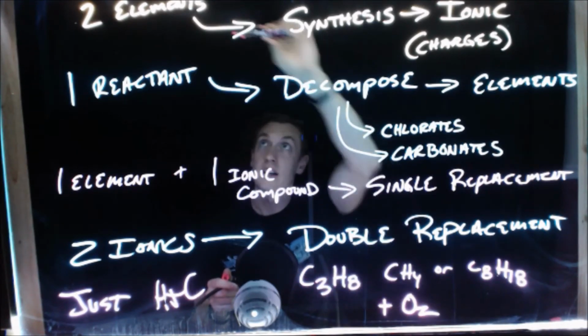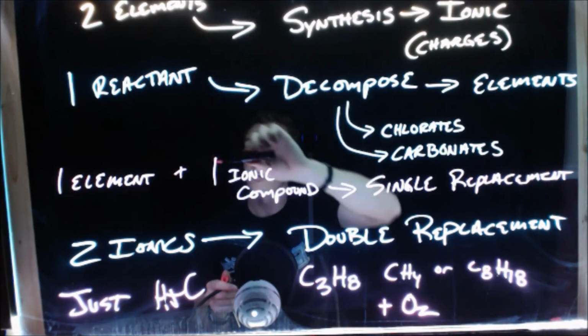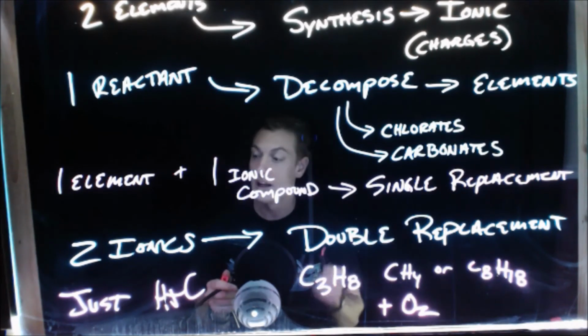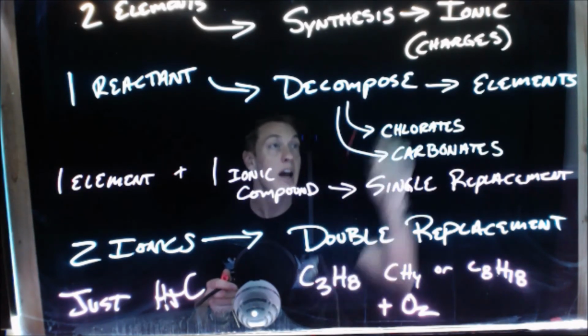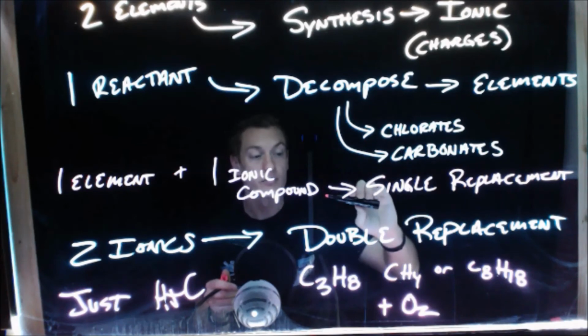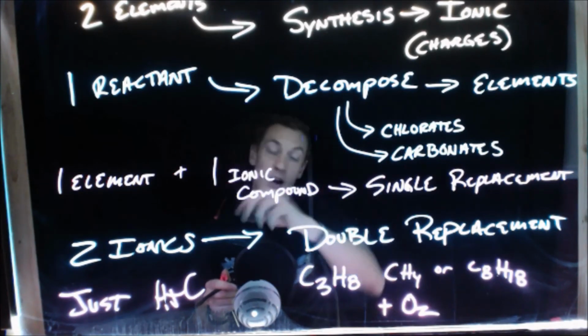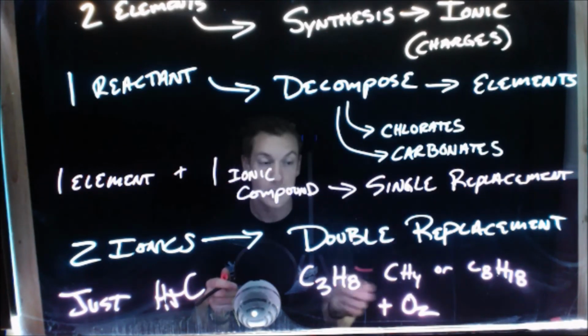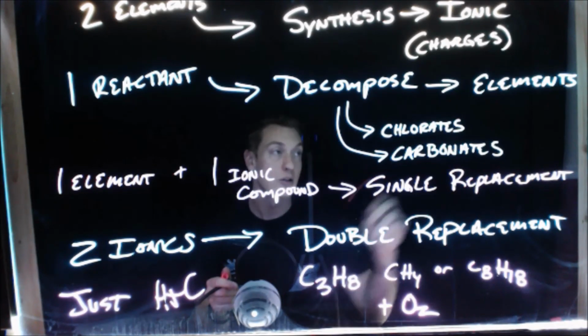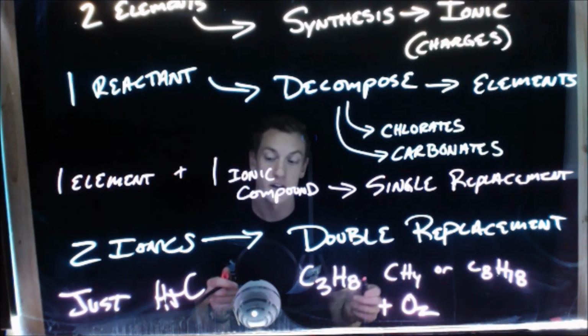So that's how you can tell the five different types of reactions and hopefully classify them. And then by classifying them, you can decide how to rearrange the different elements in the different compounds to figure out the potential products. So hopefully that helps. Hopefully that clears something up for you.